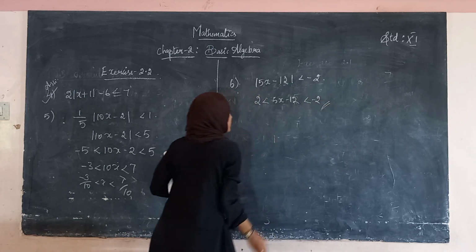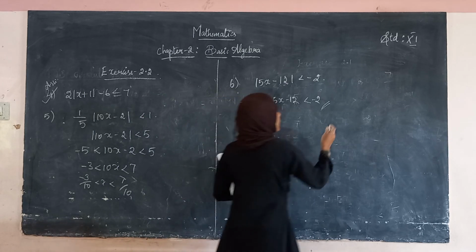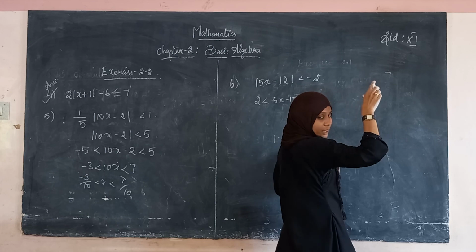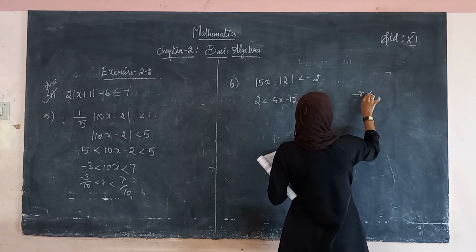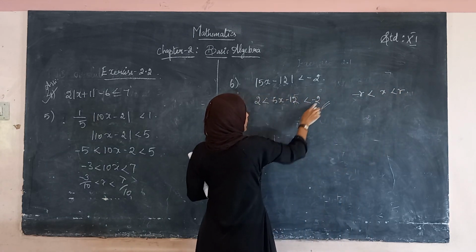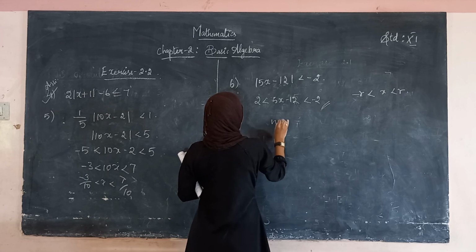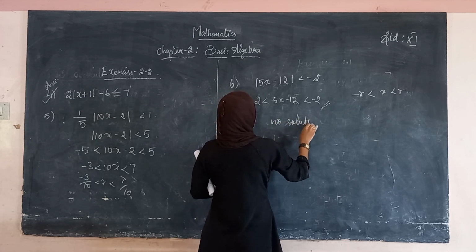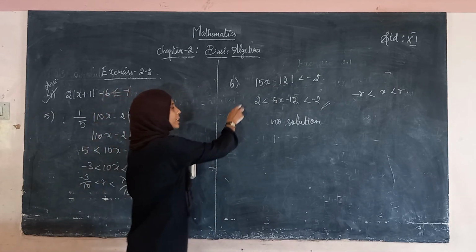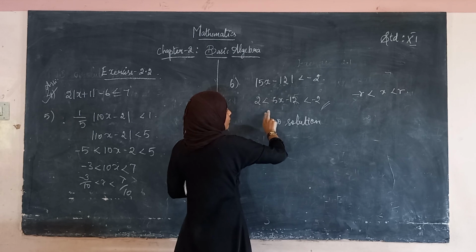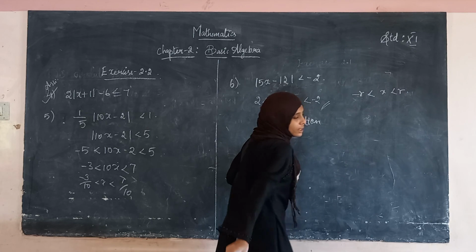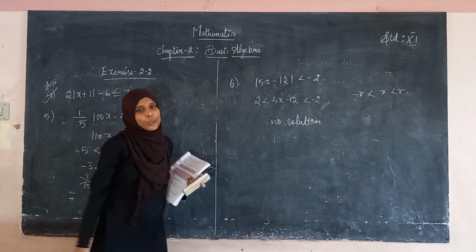Is this possible? See, what's the thing is, the common interval is minus r less than x less than r. If we split, we get it like this. Therefore, it has no solution. Therefore, this has no solution. Okay, because if we remove the modulus, we are arriving at an inequality like this, which is a contradiction to the common inequality minus r less than x less than r. Therefore, it has no solution.